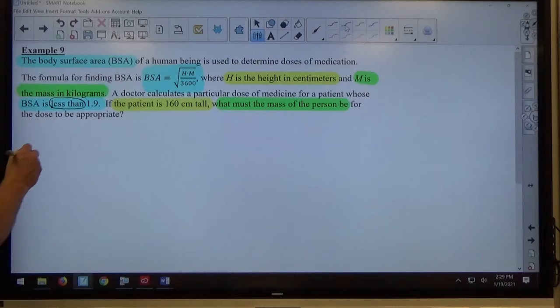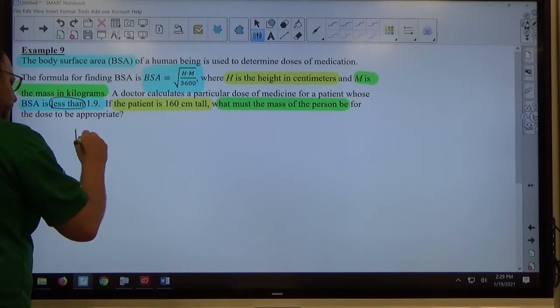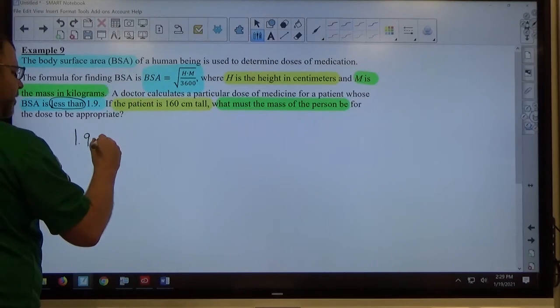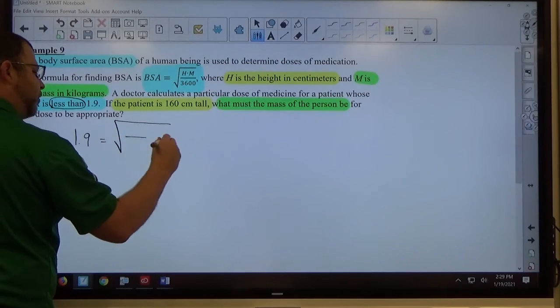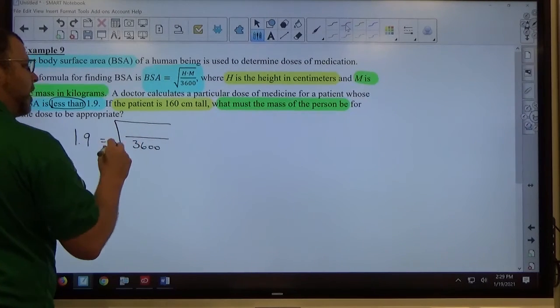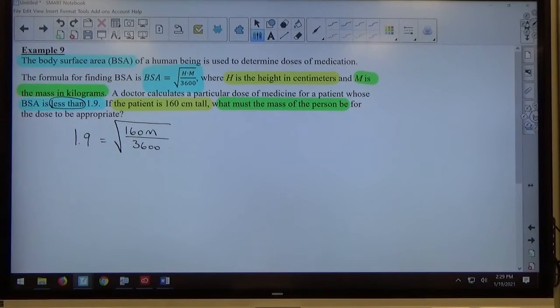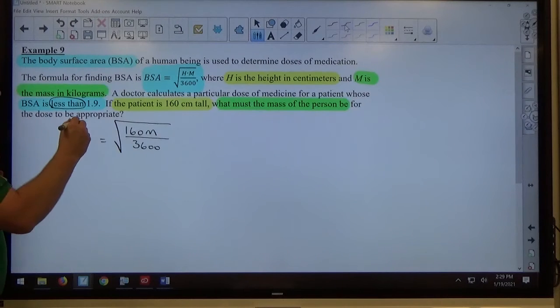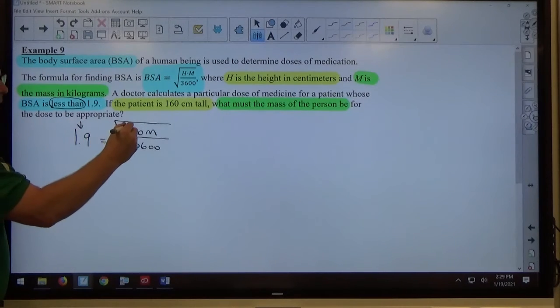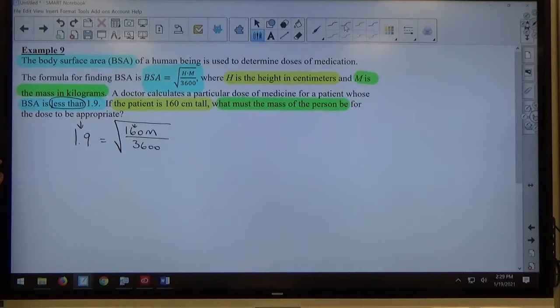So if the BSA equals 1.9, then 1.9 goes where BSA is, the square root of, there's a 3600 on the bottom, and there's an HM on top. H is 160, M is unknown. So I simply replaced BSA with the number they told me BSA was. I replaced H with the number they told me H was in the formula they gave me. Once I do that, I now have an equation with a single variable M, which represents the mass, which is what they're asking me to find.